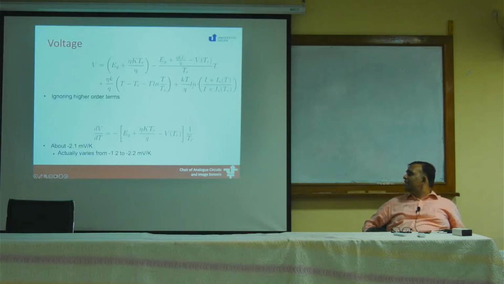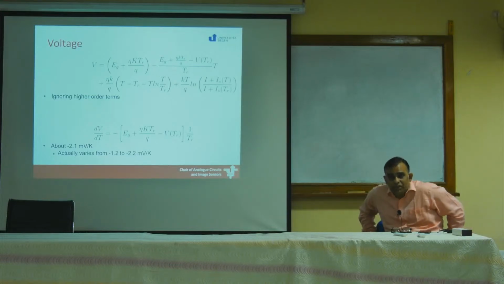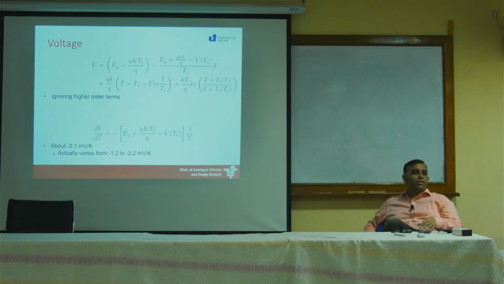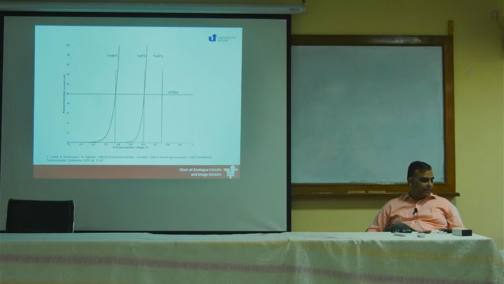And similarly in these relations, if we do ignore higher order terms, we get a fairly nice relationship of dV by dT, provided we know a reference voltage at a reference temperature at which we have measured our voltage. And this comes out to be somewhere between minus 1.2 to minus 2.2 millivolt per Kelvin.